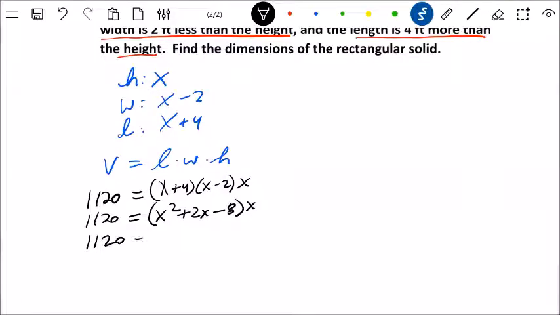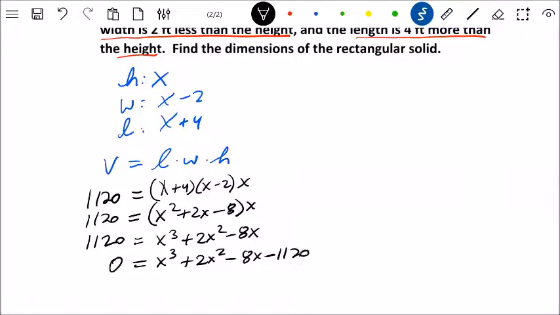1120 is equal to x cubed plus 2x squared minus 8x. So 0 equals x cubed plus 2x squared minus 8x minus 1120. So carefully check my negatives, because I have a negative here and I follow it through, and that's the right negative. And then this one's subtracted from both sides, so it's minus 1120.